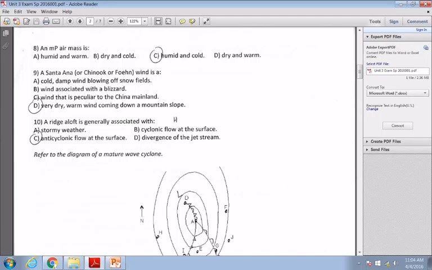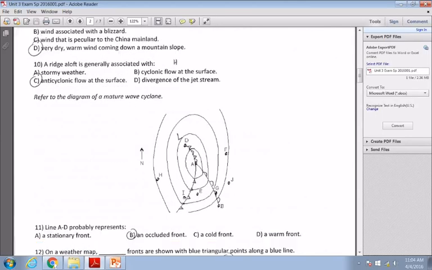So question number 8, if you have a maritime polar air mass, then that must be humid and cold. C is the best answer there. Question 9, Santa Ana or even Chinook winds are D, both warm, very warm, and they're coming down a mountain slope, kind of opposite sides of the mountain slope. Question 10, if you have a ridge aloft, that's associated with, I put a little H there to remind me, C, anticyclone.